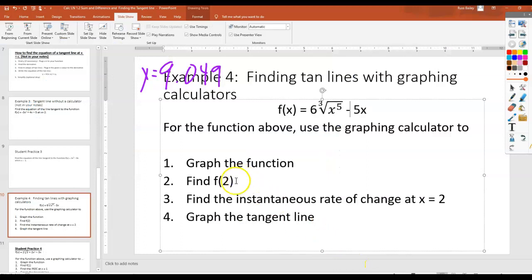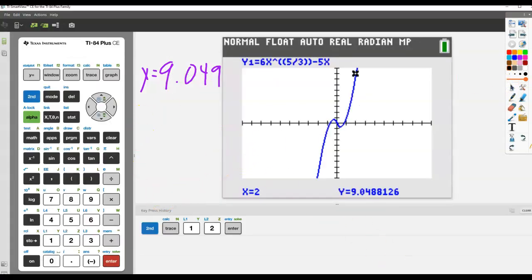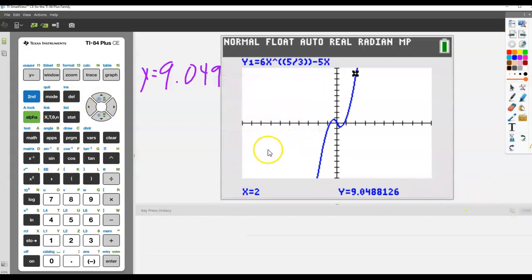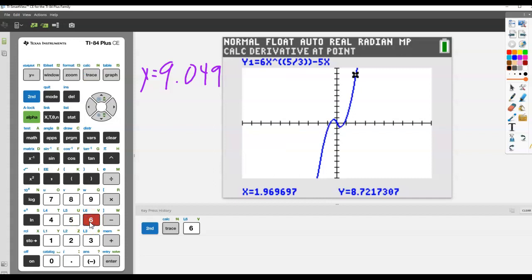So that's this step here. We graphed the function. We found the y value. Now we want to find the instantaneous rate of change. In other words, I want to find what is f prime of 2. What's the slope of my function at x equals 2? So let's go over to our calculator. Once again, all you're going to do is push a pretty similar sequence of buttons here. You're going to push second, trace, which is the calc button, and look for where it says derivative. That would be option 6, as you can see there. So go ahead and push 6.